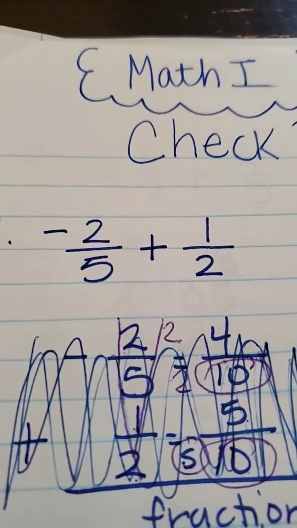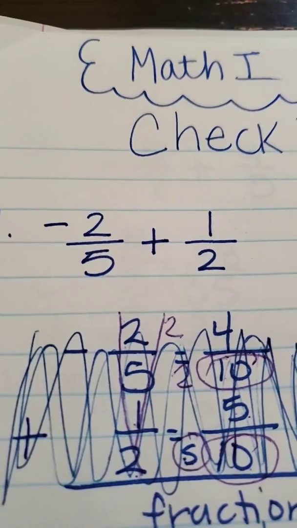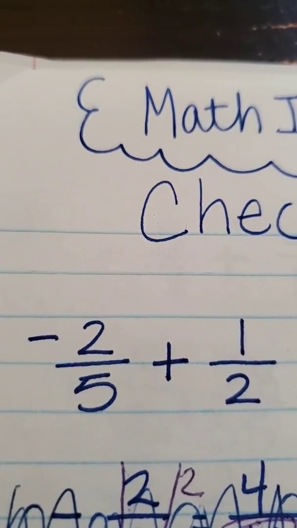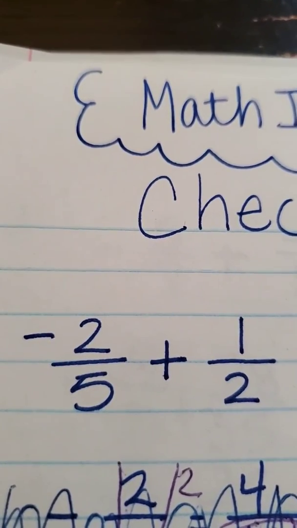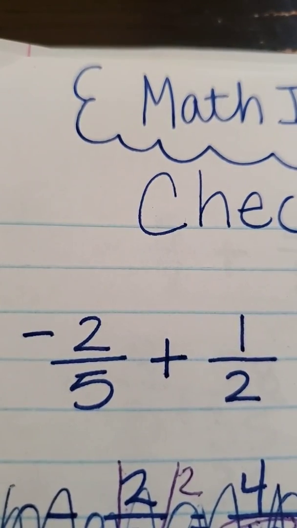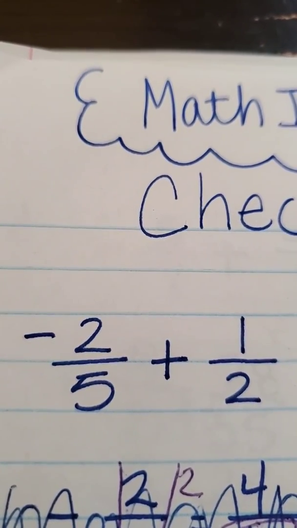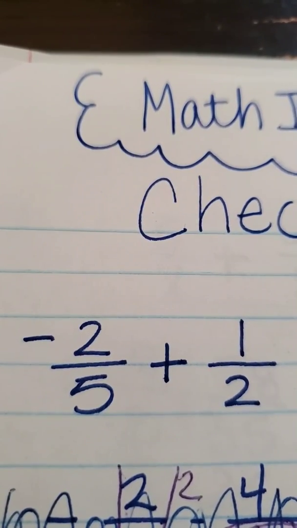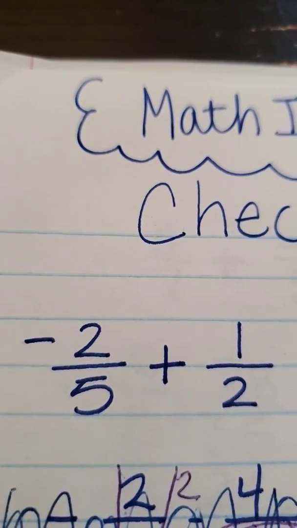So we look at the problem, and one of the issues is one of the numbers is negative and the other number is positive. So when we have a negative and a positive, we know we need to subtract. But we also have to deal with the fact that it's a fraction. So we need to find a common denominator, which means the bottom two numbers have to be the same. In order to do that, we look at 5 and 2. So in this case, we can say 5 times 2 equals 10.